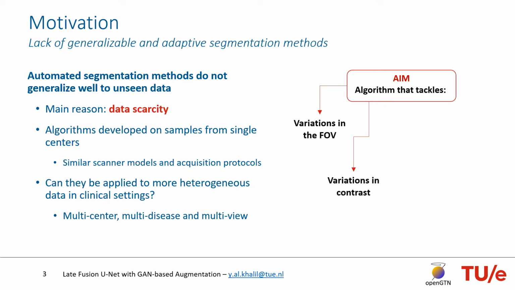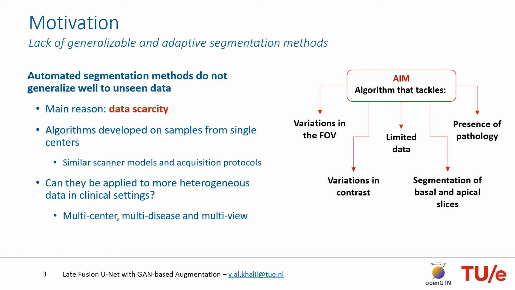Variations in contrast and intensity that present additional challenges to deep learning algorithms. Limited data that hamper the training of deep learning algorithms. Segmentation of basal and apical slices that are particularly challenging to segment due to their complex structure and size. And the presence of pathology altering heart tissue intensity levels and shape that can drastically affect the segmentation performance, especially of the RV.